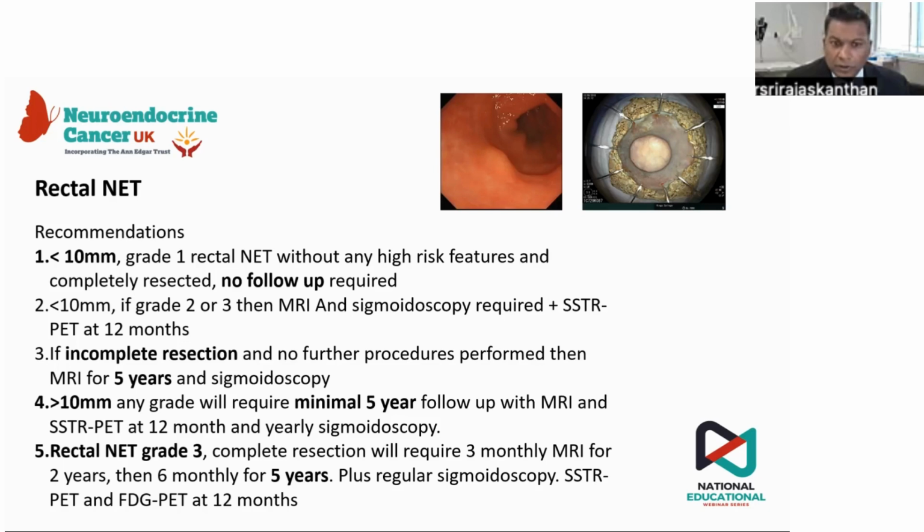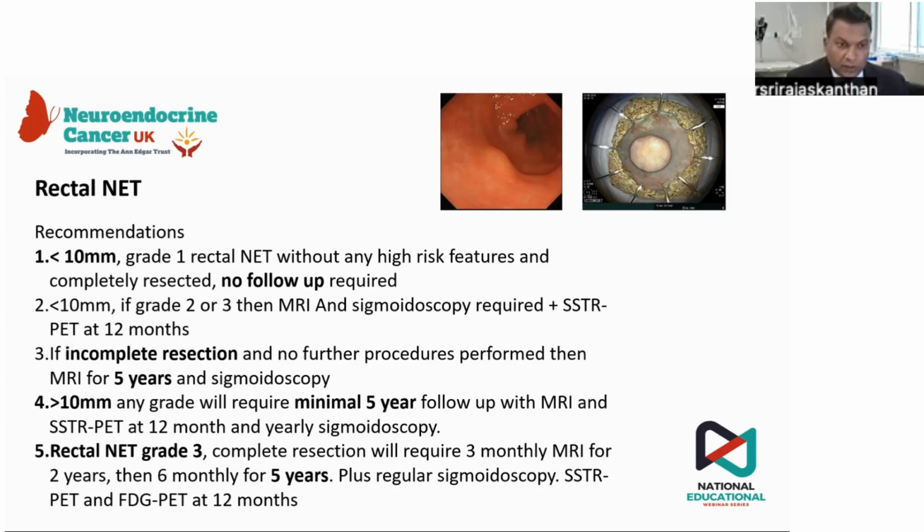However, if there's a grade 2 or grade 3 tumour, then the recommendation is at least 5 years of follow-up. If you have an incomplete resection, then again, the recommendation is for 5 years of follow-up with MRI and/or sigmoidoscopy. And if it's over 10 millimetres, they recommend at least a 5-year follow-up period, with again consideration of PET scanning at 1 year. And for the grade 3 neuroendocrine tumours, again, slightly closer follow-up because the risk of recurrence is higher, and this will continue again for around 5 years.